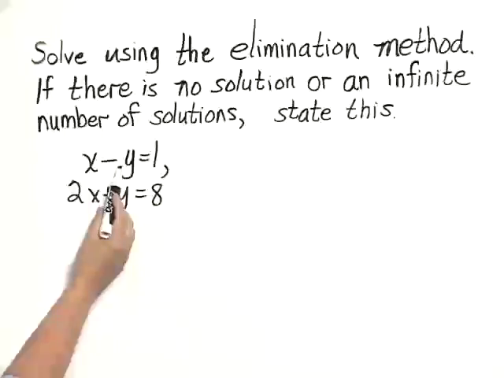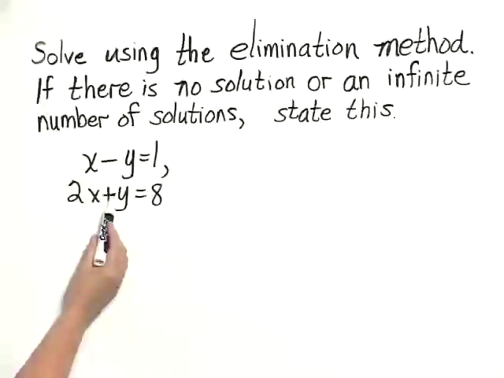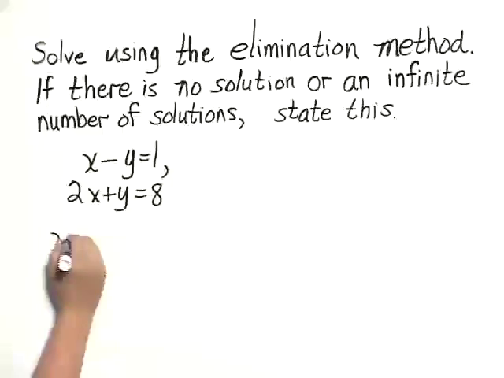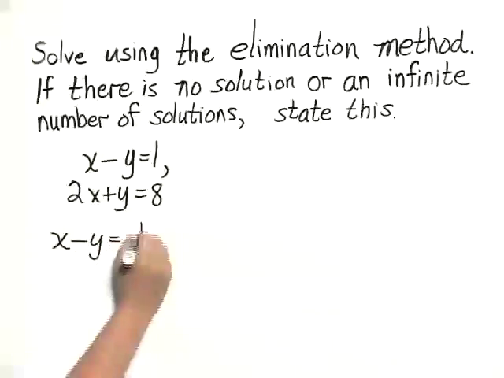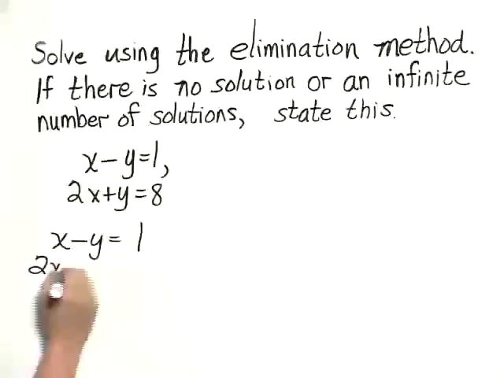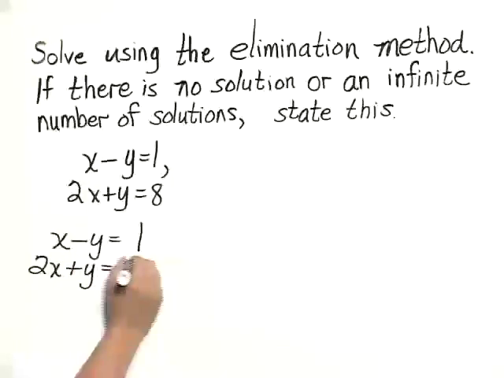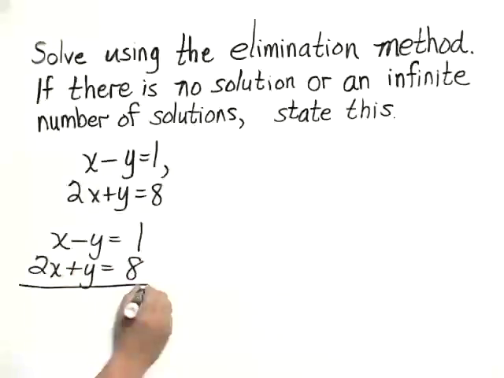But for the y, we have a -1 coefficient and a +1 coefficient. They're opposites. So when I add them together, they will become 0. So let's see how that works here. We have x minus y equals 1, 2x plus y equals 8. I'm going to add them together.